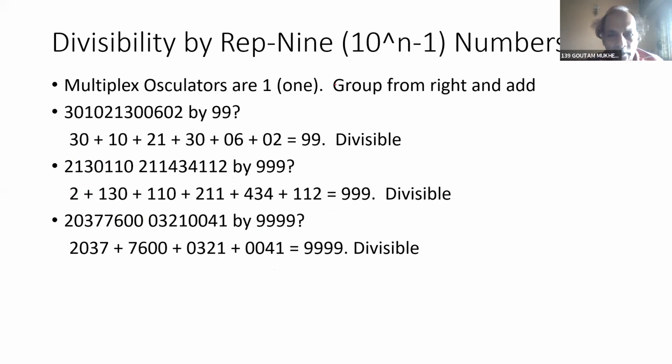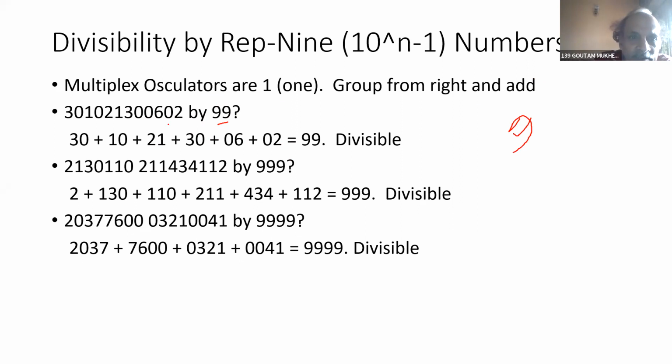Divisibility by I did quickly, but this is the extension of that same order. Divisibility by repeated 9 numbers. Multiplex oscillator of 1, group from right and add these things. 99, it is 1. Oscillator is 1 in case of repeat 9. So like in case of 9, I kept on adding everything when a group of 1 only was there. We didn't notice that something you are doing.